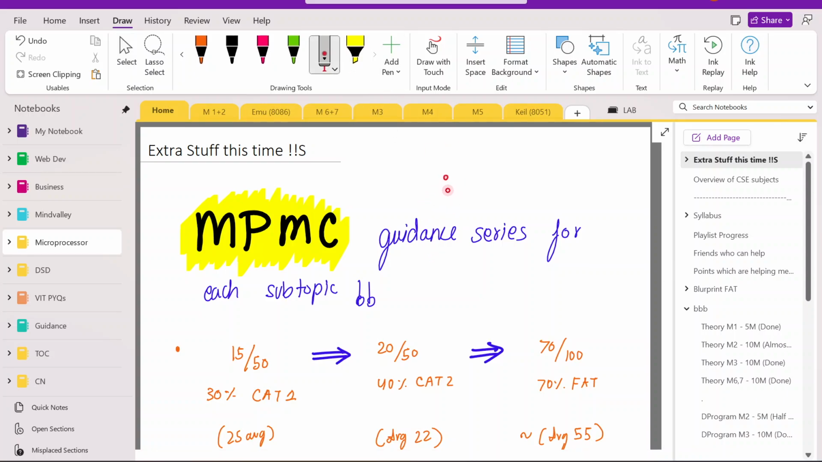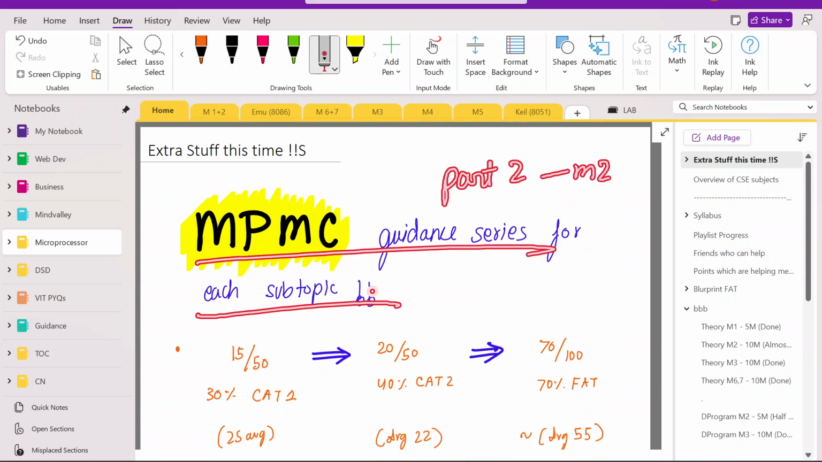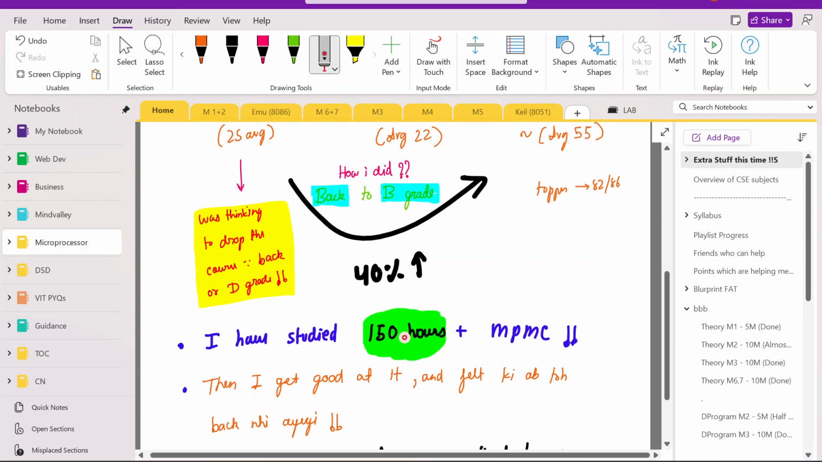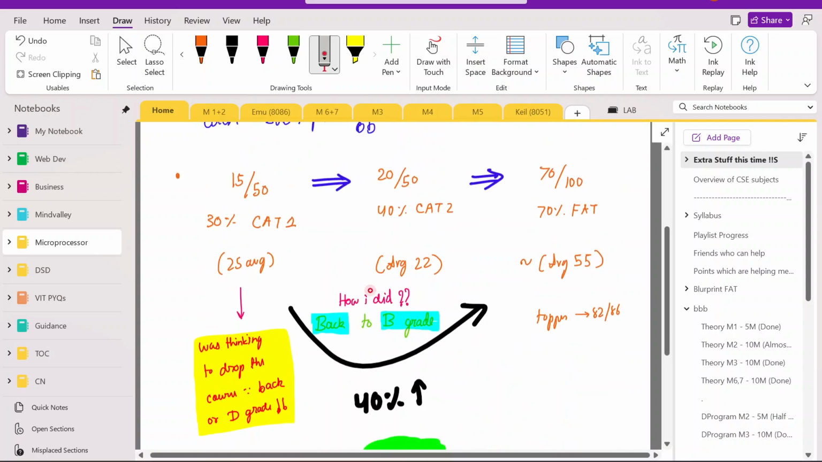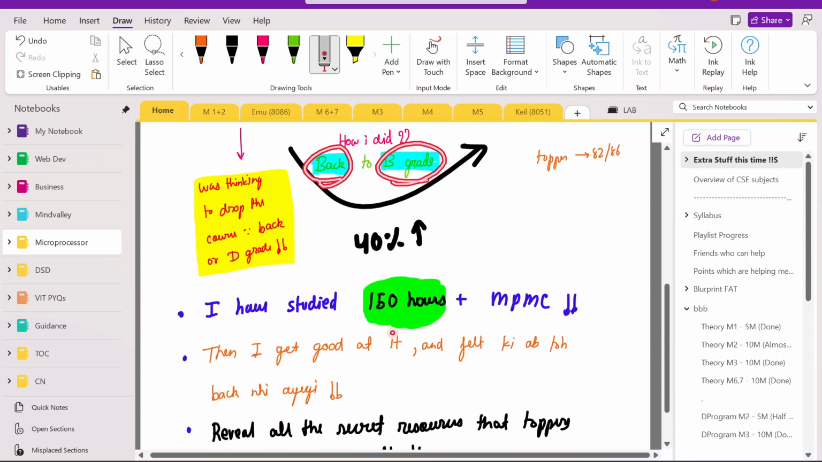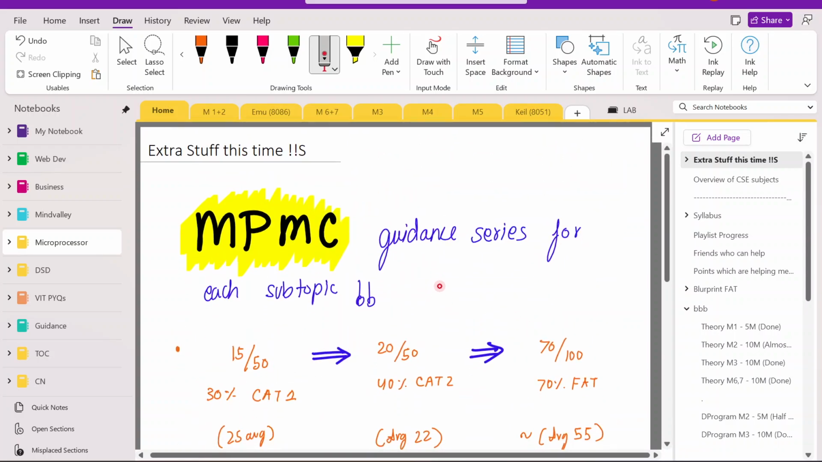So hello everyone, this is part 2, basically covering module 2 of MPMC in this guidance series. This is an overview of what I learned from MPMC, like how I got from this situation to this situation by studying this many hours, and whatever guidance I give you will help you in overall understanding and mastering this subject for better marks. And if you even want to understand the subject, and you are struggling, let's get started in the video.